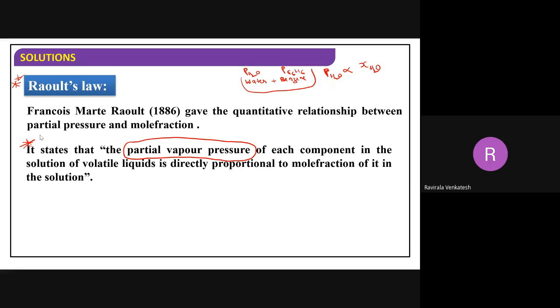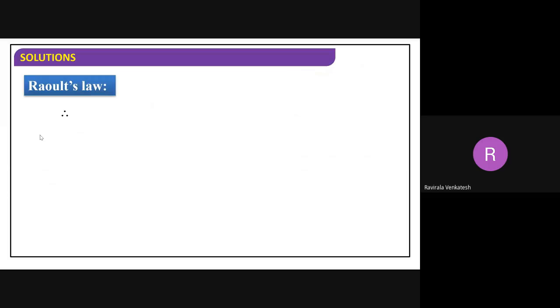Yes or no? Understood or not? Yes, sir. No, sir. Who said no? Sir, can you repeat? Bhuvaneshwari. Listen beta. Bhuvaneshwari, please listen beta.